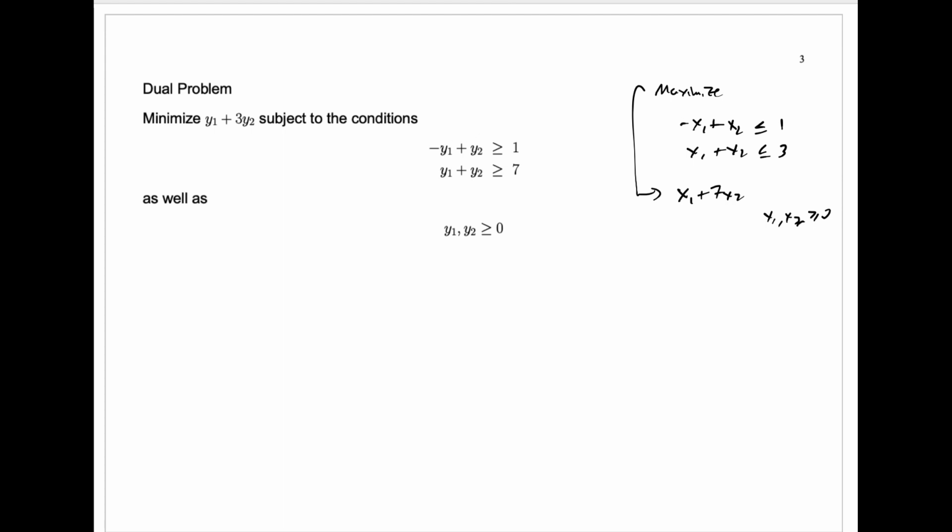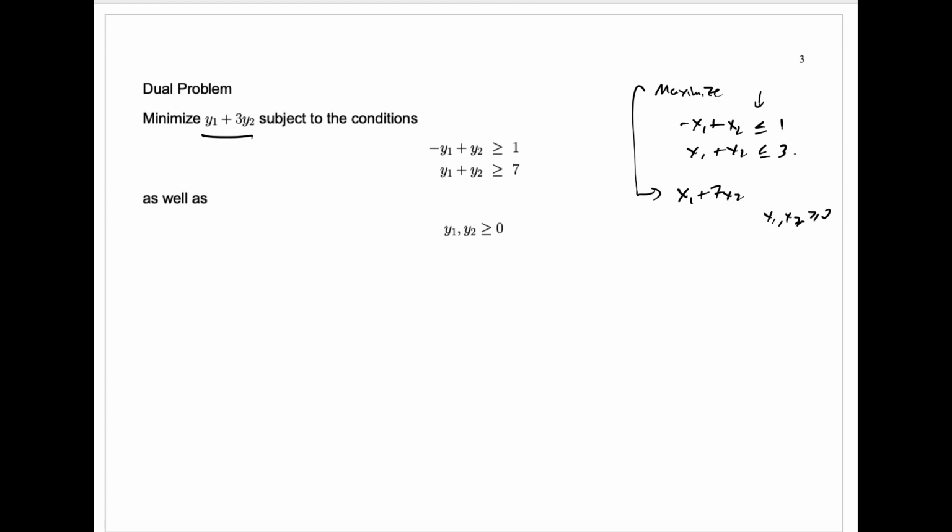This new constraint will look like minus y1 plus y2 greater than or equal to 1. We've switched the inequality now from the previous problem where they were less than or equal to's to now greater than or equal to's. In the next column, we have 1, 1, and 7, so we're going to write down y1 plus y2 greater than or equal to 7. And notice we had our objective function here, x1 plus 7x2. Now our objective function will be y1 plus 3y2.